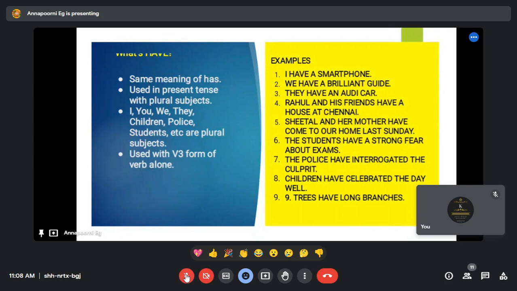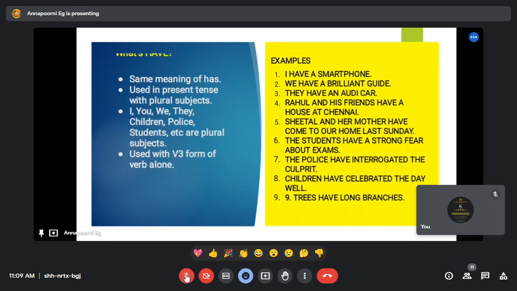Next, Rahul and his friends. So here the subject is plural. They have a house at Chennai. If I am talking about only Rahul, then I can say Rahul has a house. But here the subject is plural, Rahul and his friends. Rahul also has some friends. So the subject becomes plural and they have a house at Chennai.